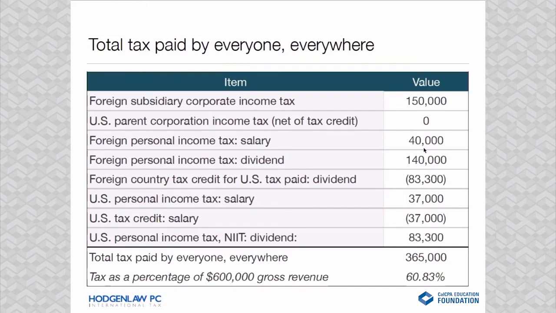On the US individual income tax return, we've got the salary of $37,000 completely offset by foreign tax credit, and we've got the tax liability on the dividend, which isn't offset on the individual Form 1040, but is offset on the foreign side of the equation. And your net tax liability in all of that turns out to be $365,000 or 60.83%, so slightly worse than the Section 962 election.